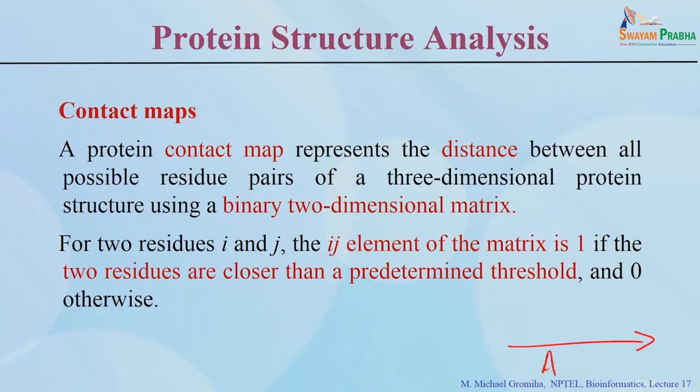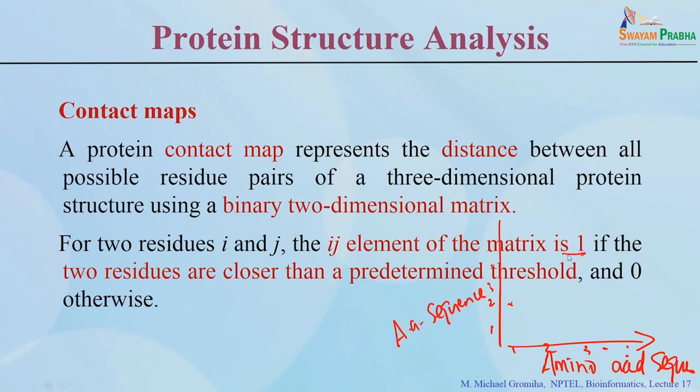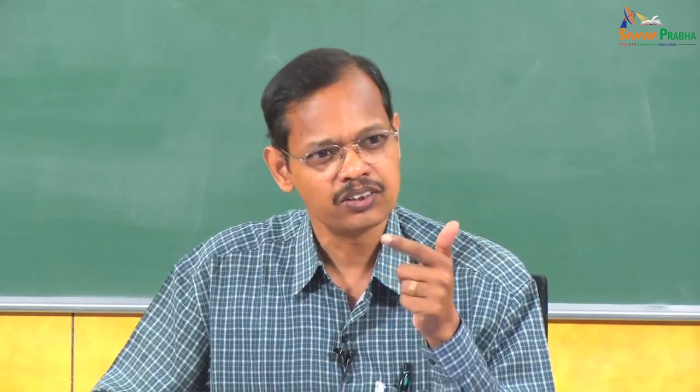For example, on the x axis you have the amino acid sequence, and on the y axis you have the amino acid sequence, say 1, 2, 3 like that. Now the question is whether these residues are in contact or not. If they are in contact, you put a dot; if no contact, leave it blank. Then you get a matrix showing which residues are in contact. For two residues i and j, the matrix entry is 1 if the residues are closer than a specific threshold distance. So we need the information regarding the distance, and which atoms we need to consider. These are two different aspects we need to construct a contact map.